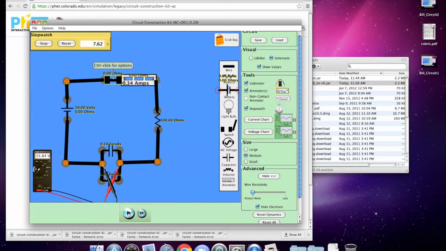The current has reached 0.34 amps, and the voltage across the parallel capacitors, meaning each of them has this voltage across it, is 15.84 volts. Now, here's an interesting thing. Let me take the red lead to the other side of the capacitor, and you'll notice the total voltage is being dropped from the top of the resistor to the backside of the capacitors in parallel.